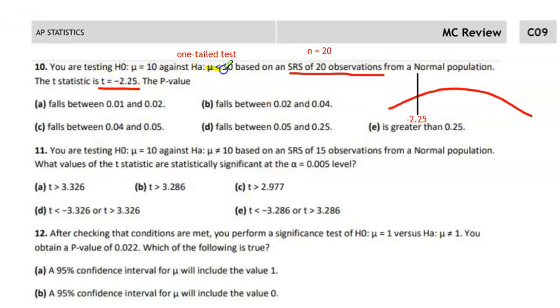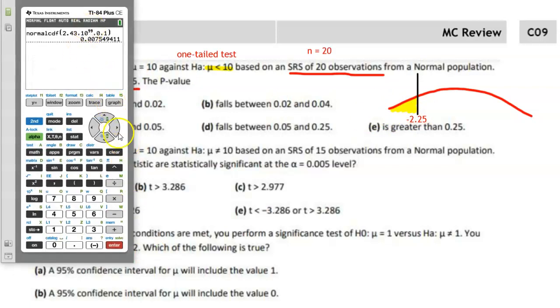And since we're talking about mu is less than 10, that means our shaded region is going to be to the left-hand side. So we're going to have to find the area under the curve between negative infinity and negative 2.25. That means we're going to bring out our calculator again. We're not going to use normalcdf. This time we're going to use tcdf. So scroll down to where it says tcdf.